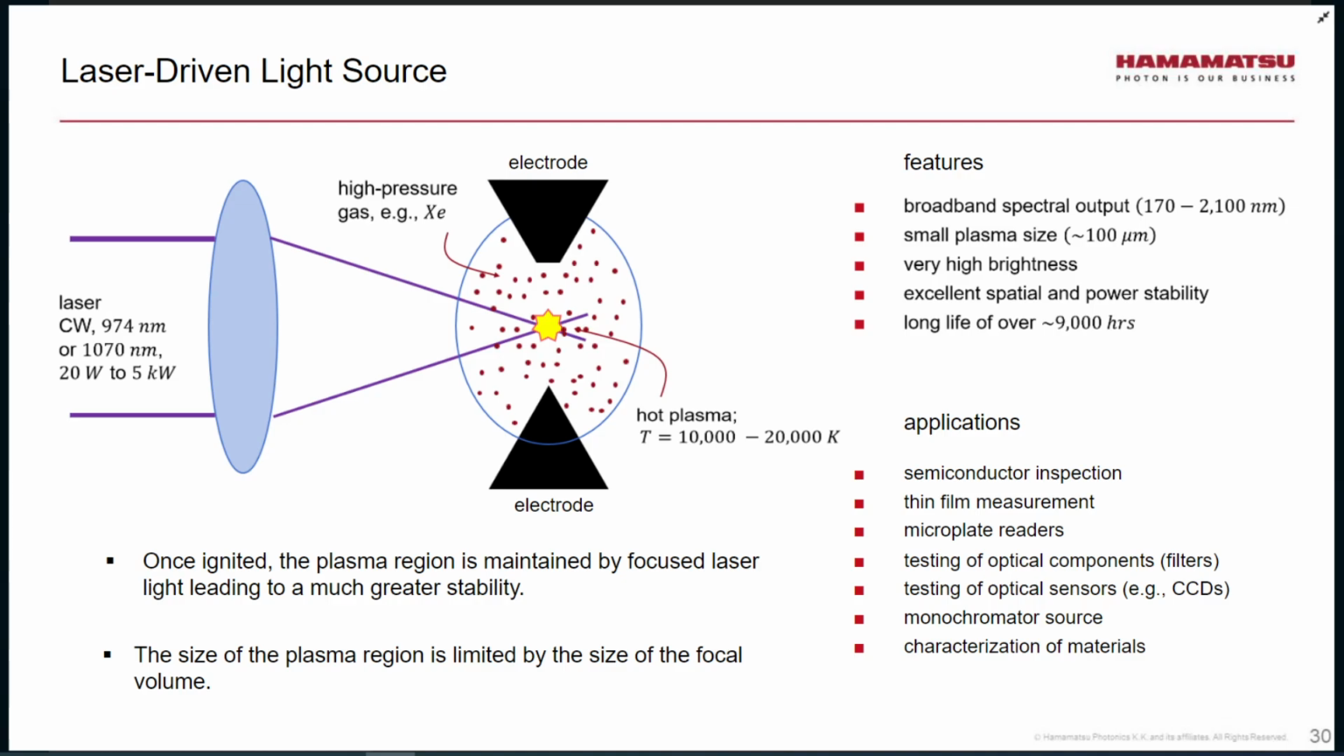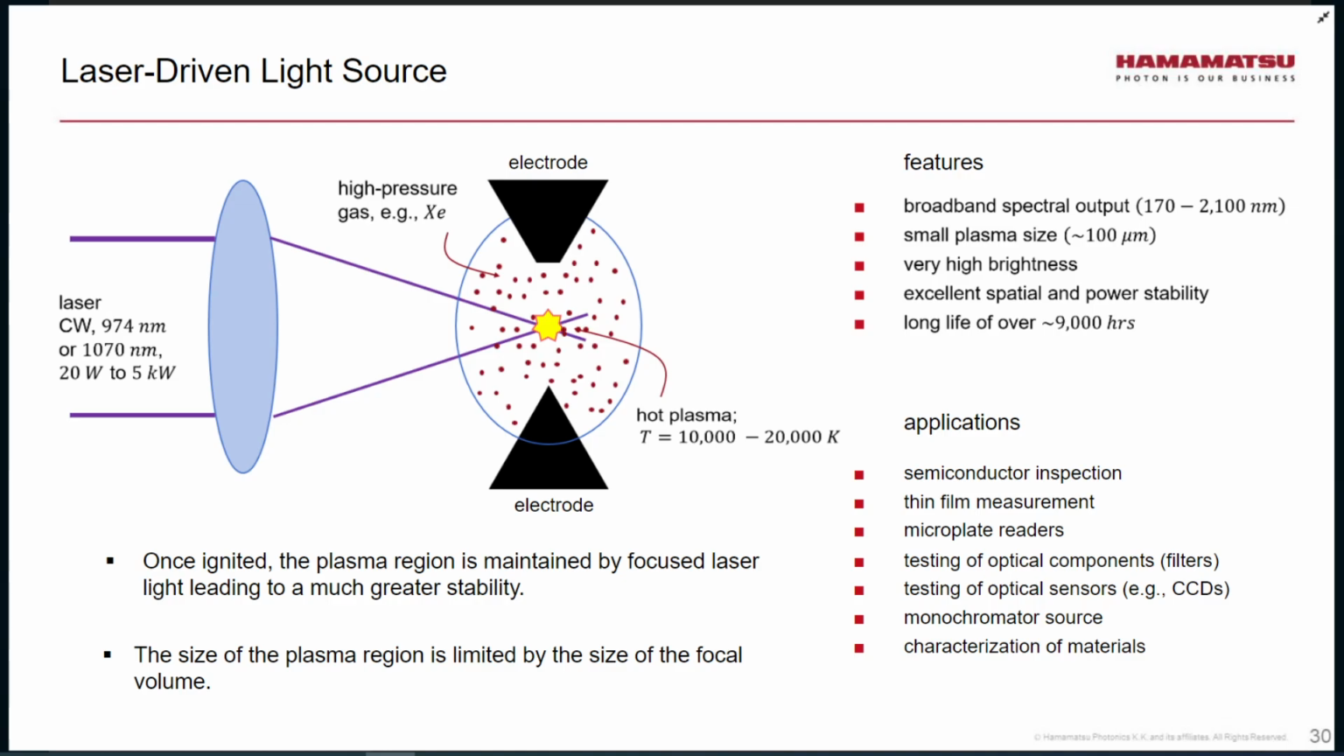Remarkably, quite recently, a new type of light source has been developed. We call it a laser-driven light source. This is a system that consists of a discharge tube where we initially ignite the plasma with electrodes, but then subsequently a laser, could be continuous wave, could even be pulsed, a variety of lasers can be used. The point is that it's the laser's light focused in between the electrodes that then sustains the plasma.